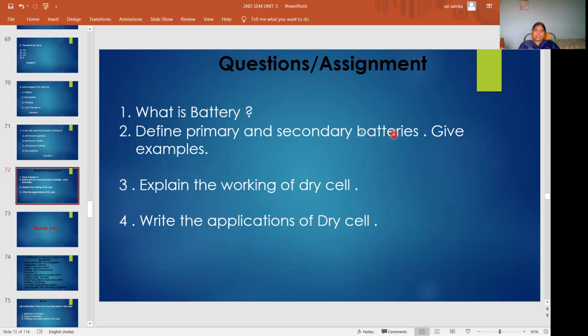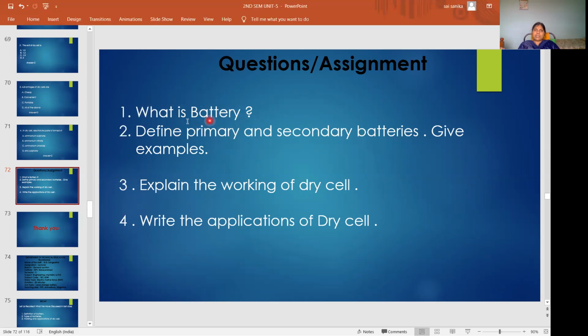And define primary and secondary batteries for 3 marks or 1 mark. So for 1 mark also they can ask define primary battery or define secondary battery. Or they can ask classify batteries with examples. That is for 3 marks. So what is a battery? These are the group of galvanic cells which convert chemical energy into electrical energy by spontaneous redox reaction, is called as a battery. And these batteries are classified into 2 types, secondary batteries and primary batteries.